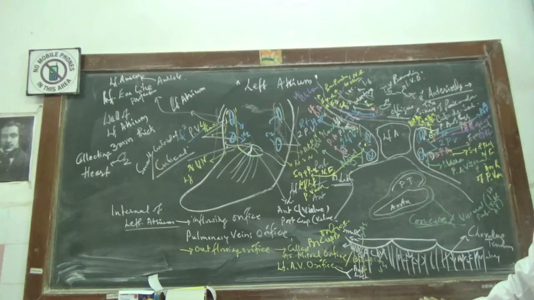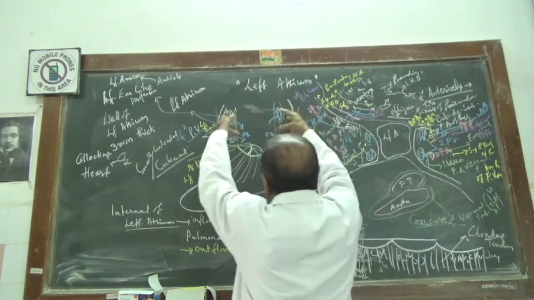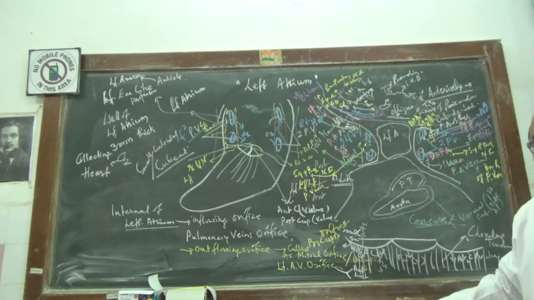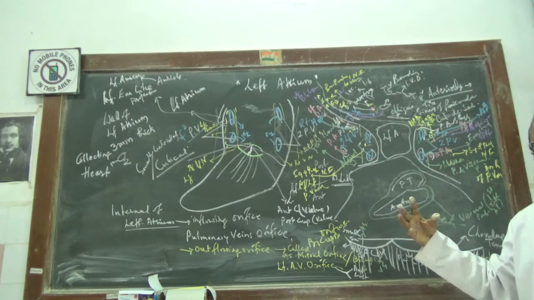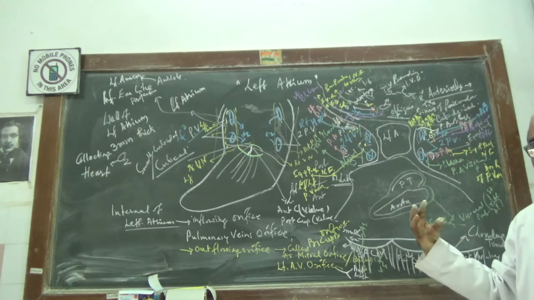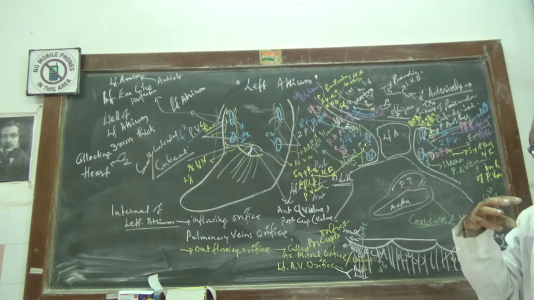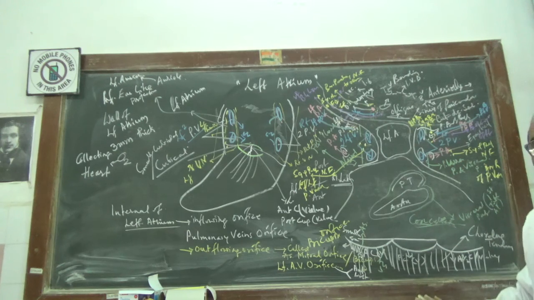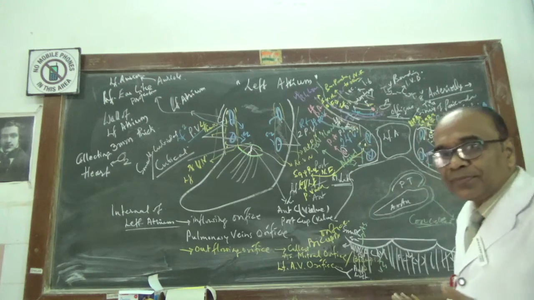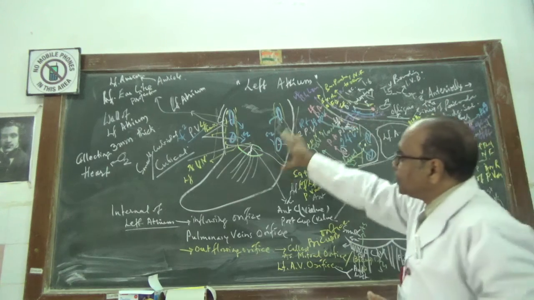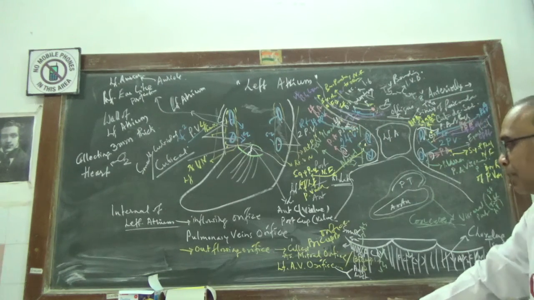So this is the direction of the outflowing orifice. What is the direction of the inflowing orifices, that is the pulmonary vein orifices? They are directing straight backwards, little bit down and towards the left. So this is the direction of those.